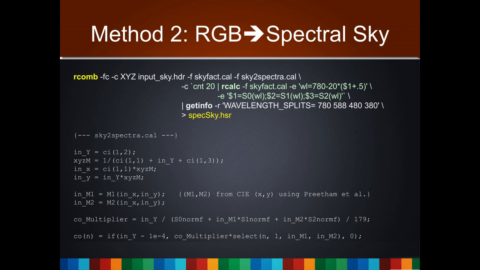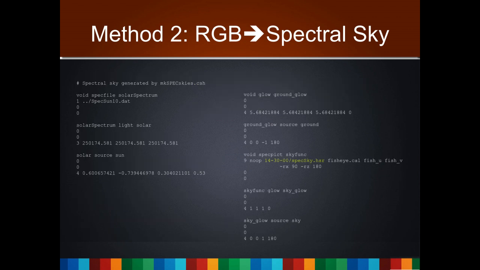Correct, because we have an RGB fisheye image. This gets applied to an HSR image. I'm trying to see. So we have the description here. So the output of this whole thing was this specsky.hsr, which is a fisheye image with per pixel, not per patch. I was saying patch the whole time, but it's really per pixel spectrum. And then that gets applied in a spec pict over here.